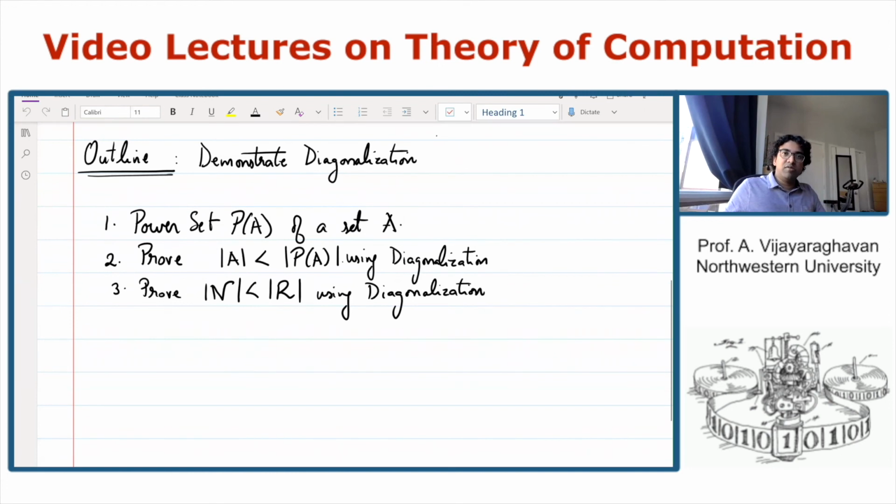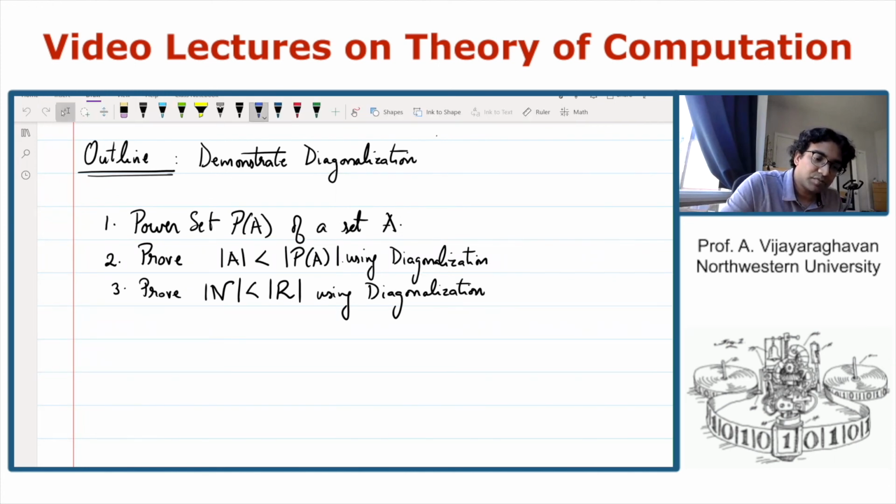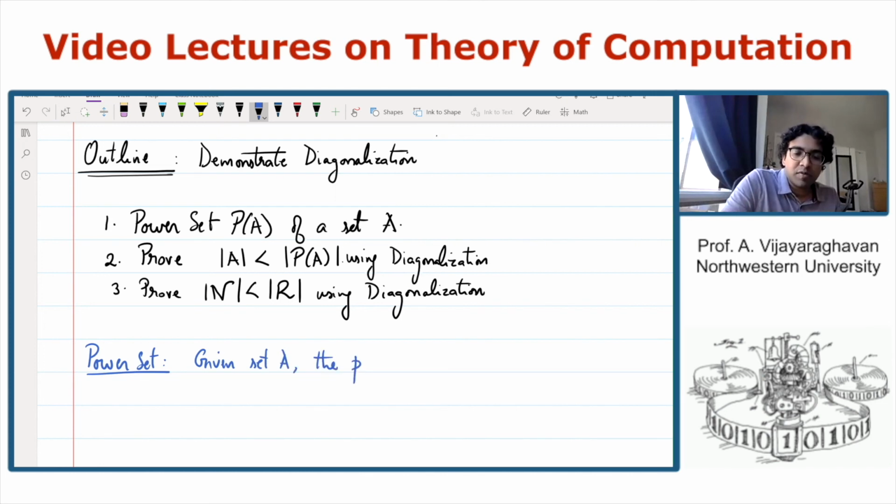Good. So before we continue, we'll first define what a power set of a set is. Given a set A, the power set P of A is defined to be the set of all subsets of A.